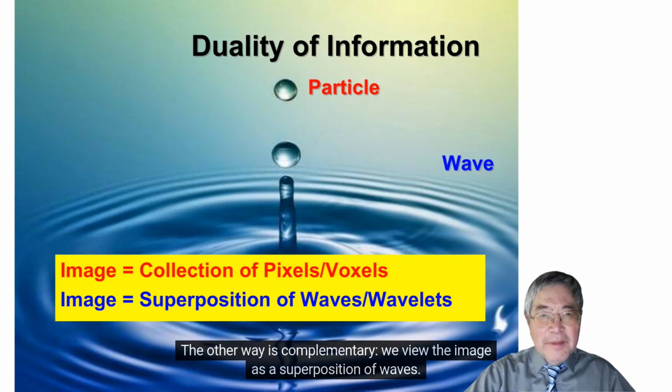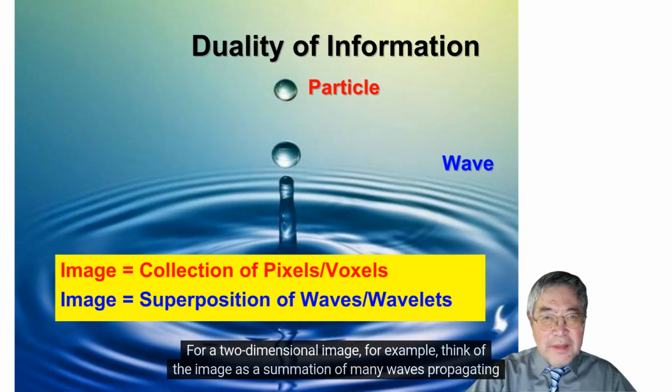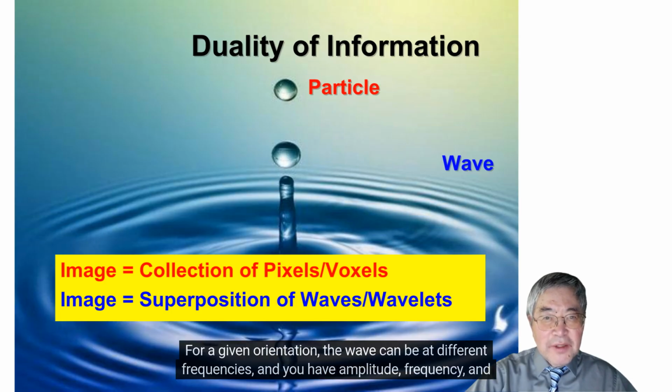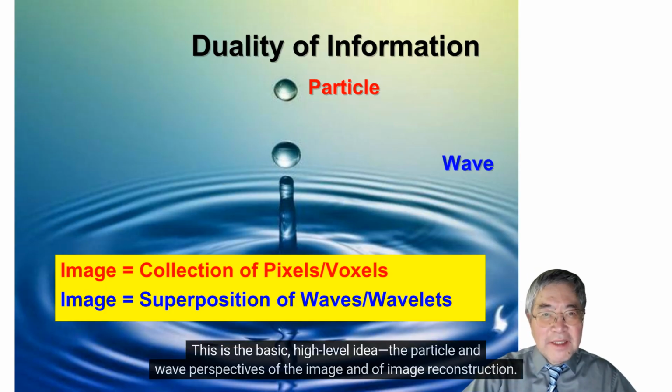The other way is complementary. We view the image as a superposition of waves. For a two-dimensional image, for example, think of the image as a summation of many waves propagating along different orientations. For a given orientation, the wave can be at different frequencies, and you have amplitude, frequency, and phase. If all these parameters are set correctly and you add all these waves together, you obtain the image. This is the basic, high-level idea, the particle and wave perspectives of the image and of image reconstruction.